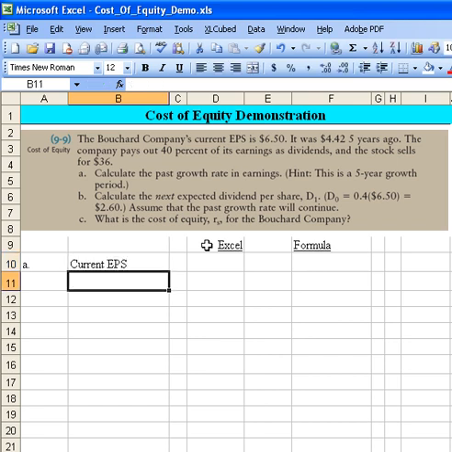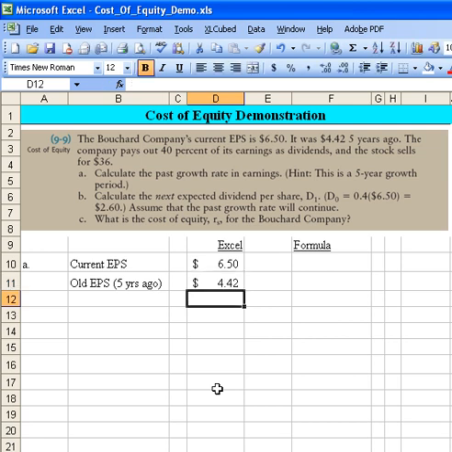Okay, now, here's what we know. The current earnings per share is equal to $6.50. The old earnings per share, from 5 years ago, was $4.42, and that's given in the problem. Well, let's calculate the growth rate. Okay, now, how would we do that?